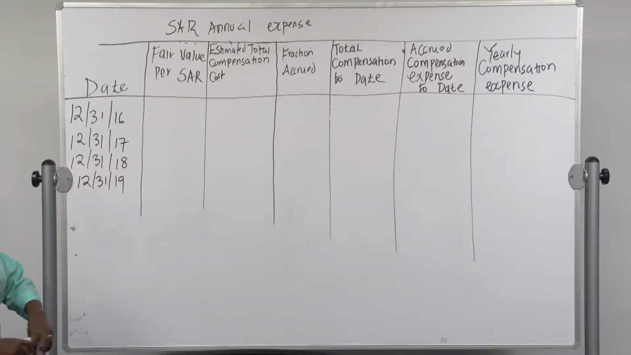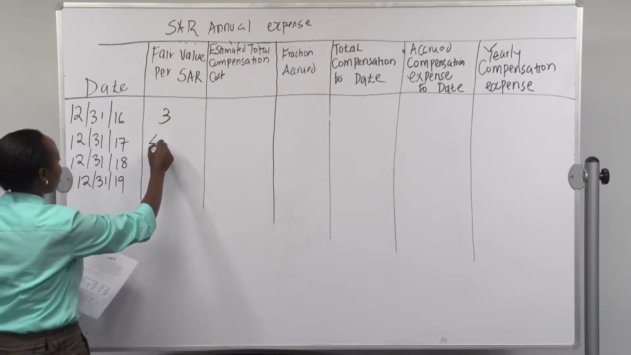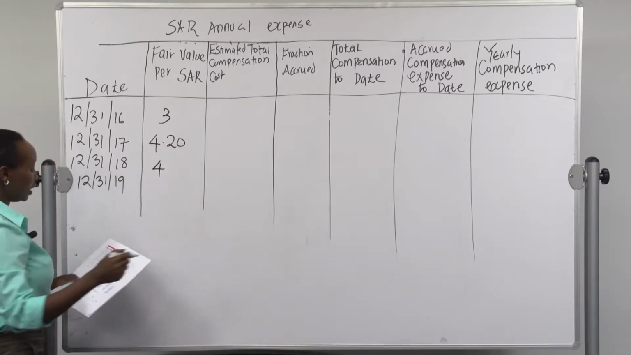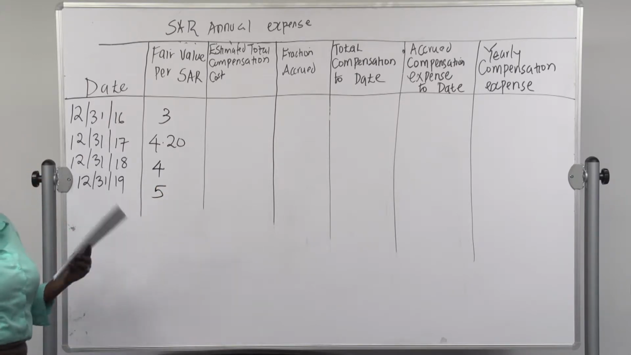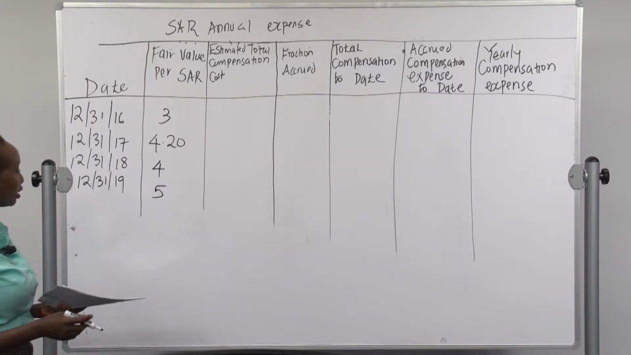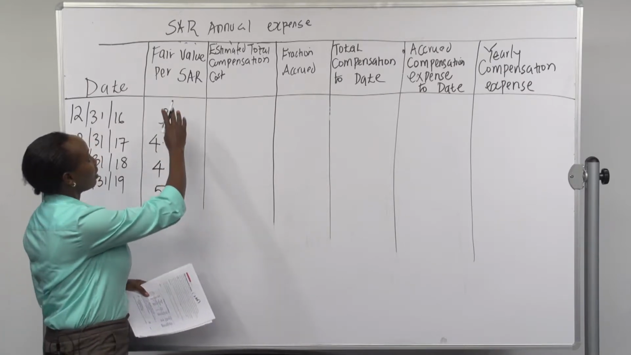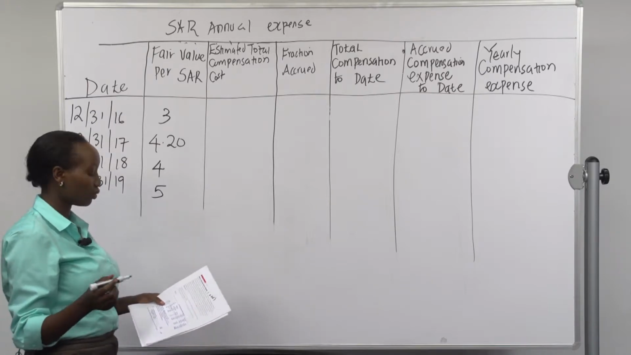First, the fair values for the SAR were given for each of those years as being $3 for 2016, $4.20 for 2017, $4 for 2018, and $5 for 2019. Even though the service period is 3 years, he did not exercise it within the 3 years. So we finished the fair value column. We just put in the fair value for each of those years.